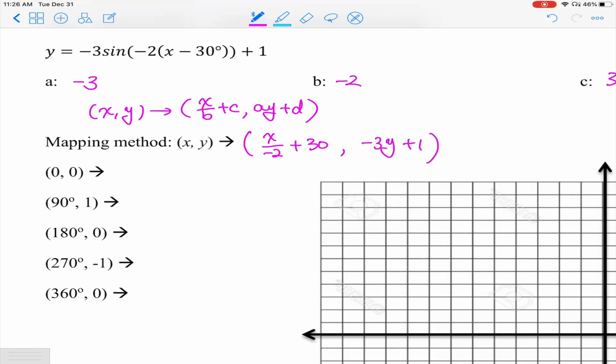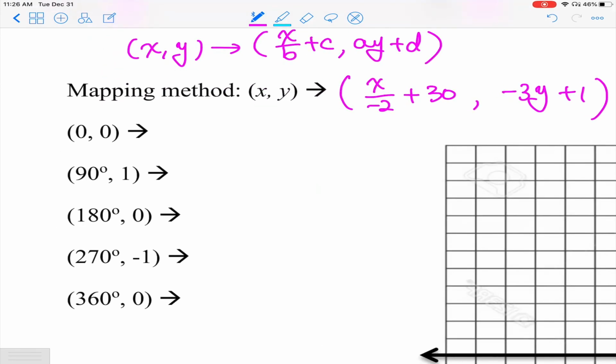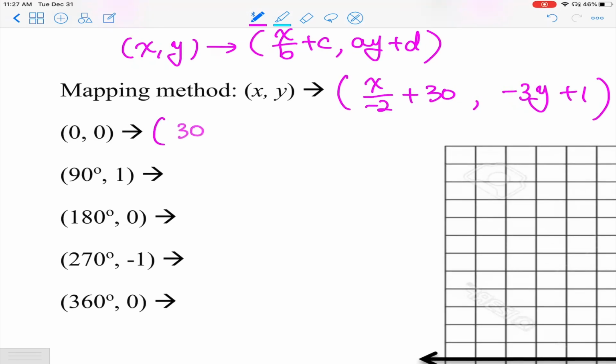And using this mapping method, we basically go through all those 5 points, the key points that we learned in skill 2, to find the new 5 key points of the transformed function. And that's all that is. So since this is a sine, I will go with 0, the middle, and then max, middle, min, and middle, right? So it will be 30 degrees.